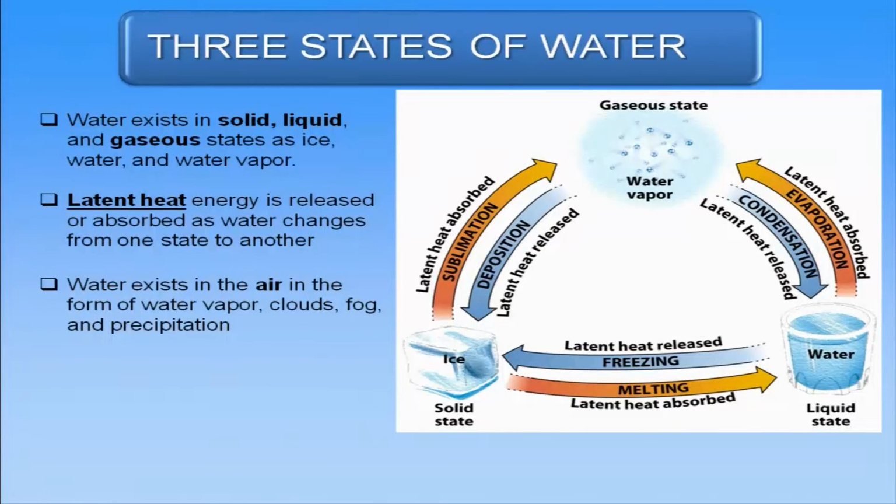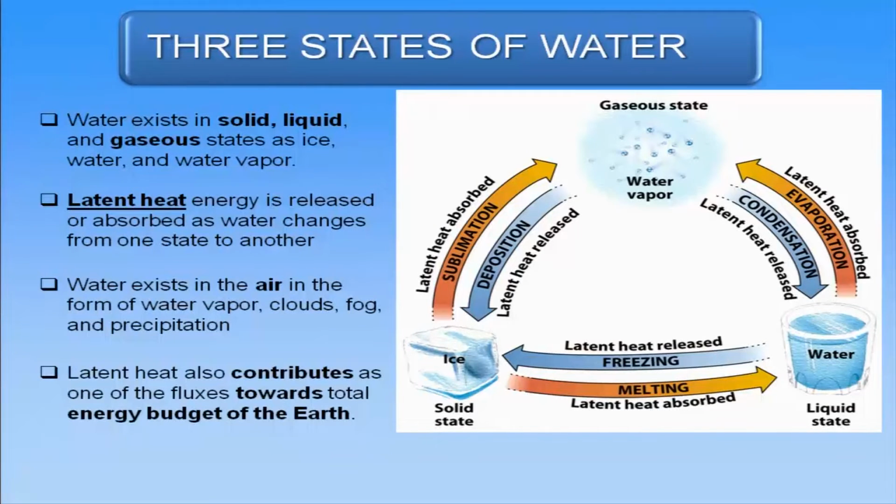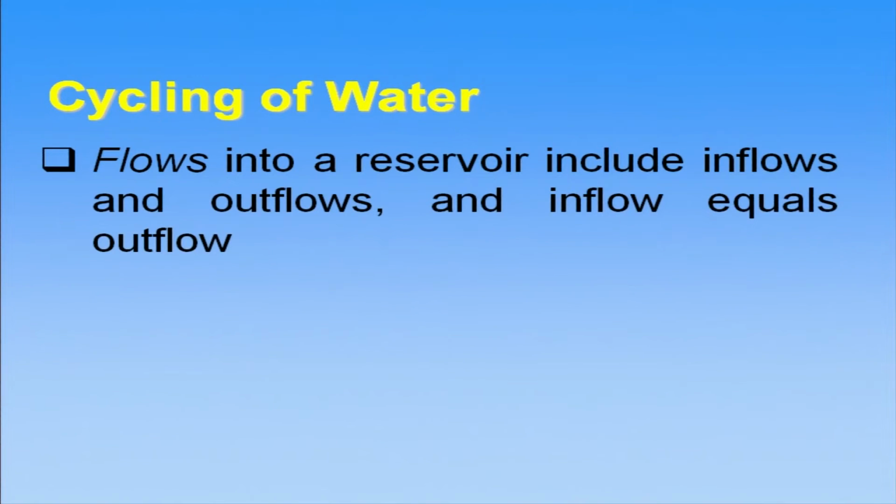So water exists in the air in the form of water vapor, cloud, fog and precipitation. Latent heat also contributes as one of the fluxes towards the total energy budget of the earth. Now, cycling of water flows into a reservoir, which includes inflow and outflow, and inflow equals outflow.